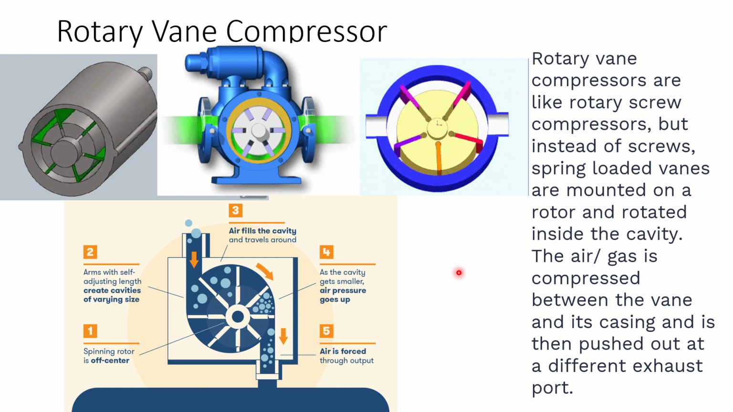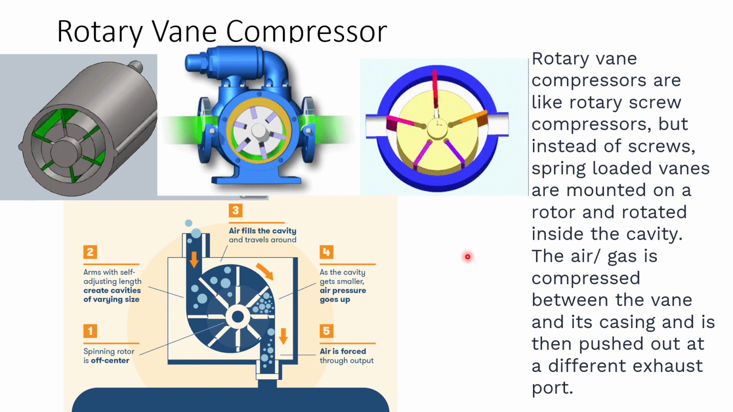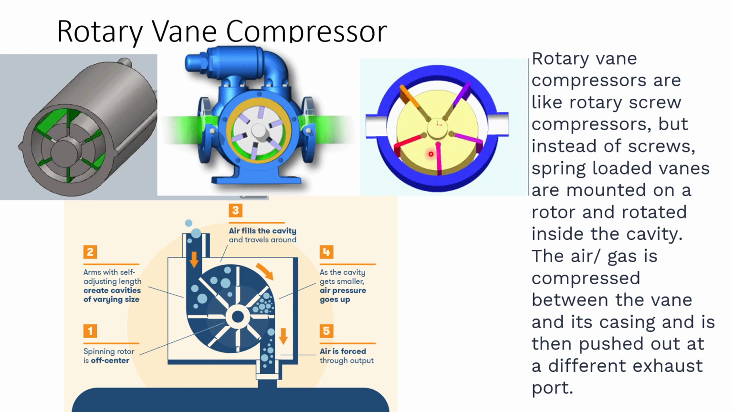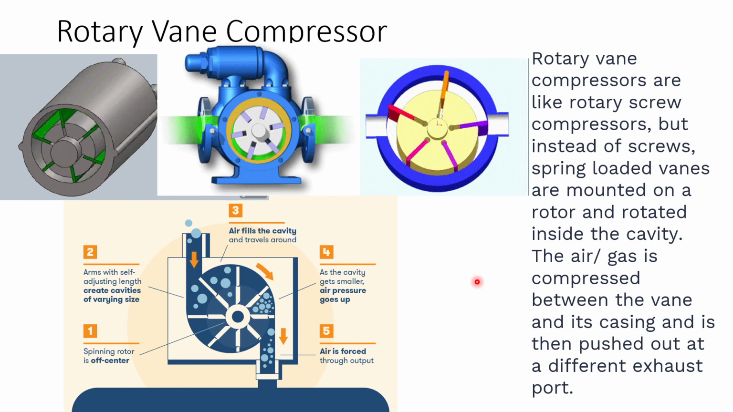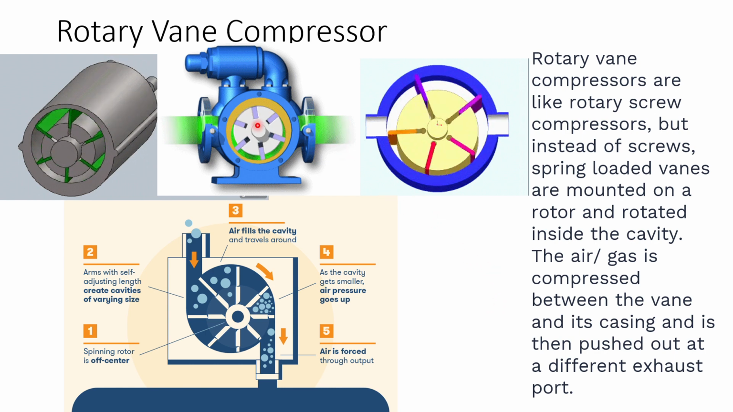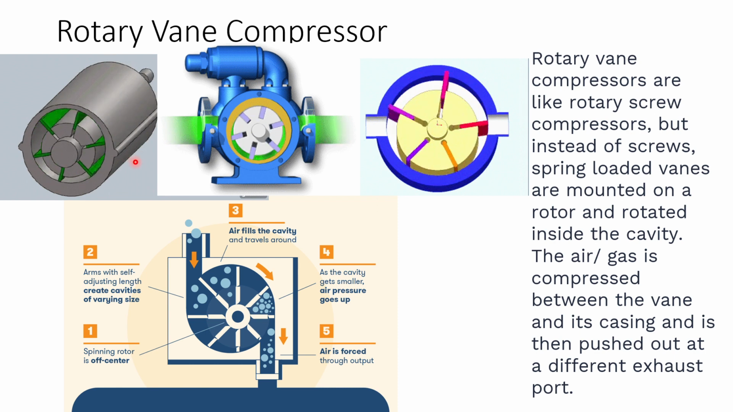Now we will be talking about the rotary vane compressor. Rotary vane compressors are actually rotary compressors, but instead of a screw, here we are using spring loaded vanes. They are rotating inside a cavity or housing. Air or gas is compressed between the vane and the casing and is then pushed out at the discharge stop. So you can see these two are the front view, and this is the side view of the compressor.